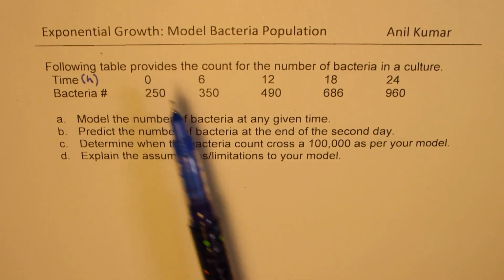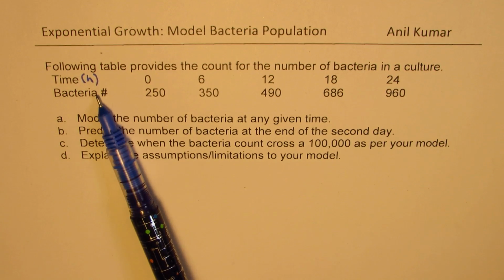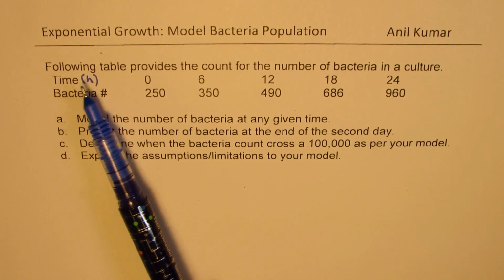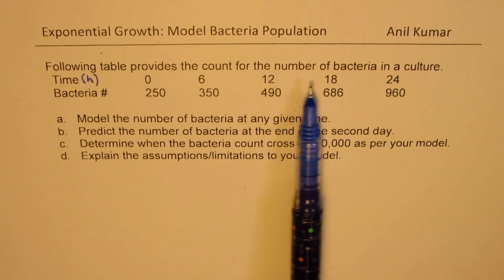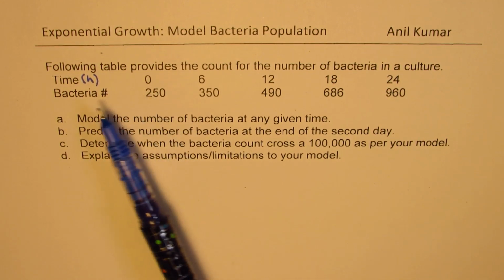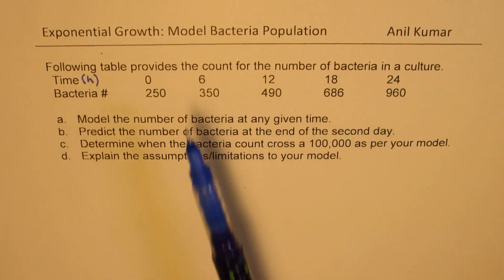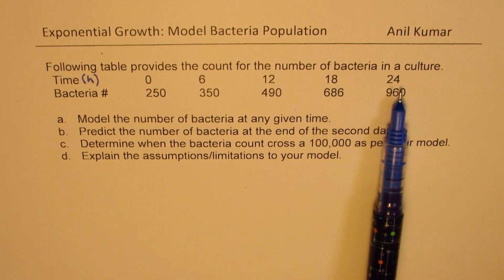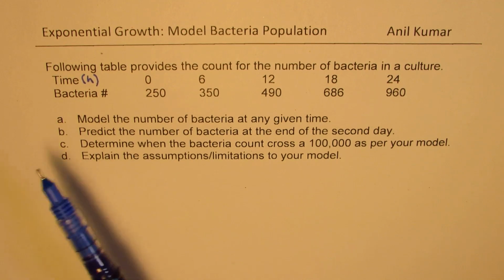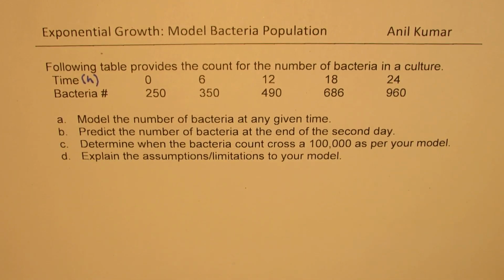The table really provides you the values of the number of bacteria after every 6 hours, right? To start with, we have 250 as the count of bacteria, and then after every 6 hours a reading is taken, and that is the number of bacteria after every 6 hours. Based on this information, you need to answer the 4 questions.